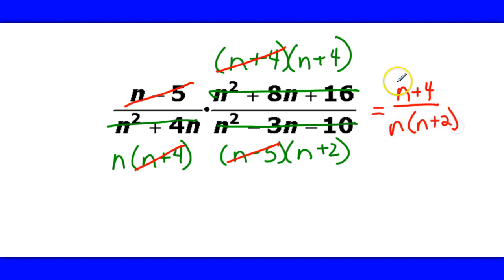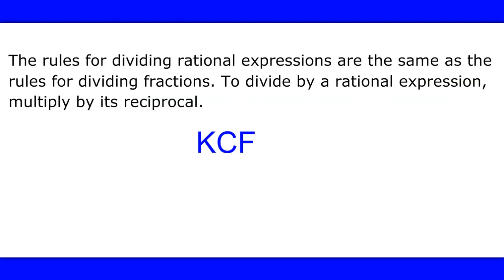I can look at those. Remember, there's like parentheses around this. So n plus 4, there's not anything to cancel out with on the bottom. So we are finished. All right.